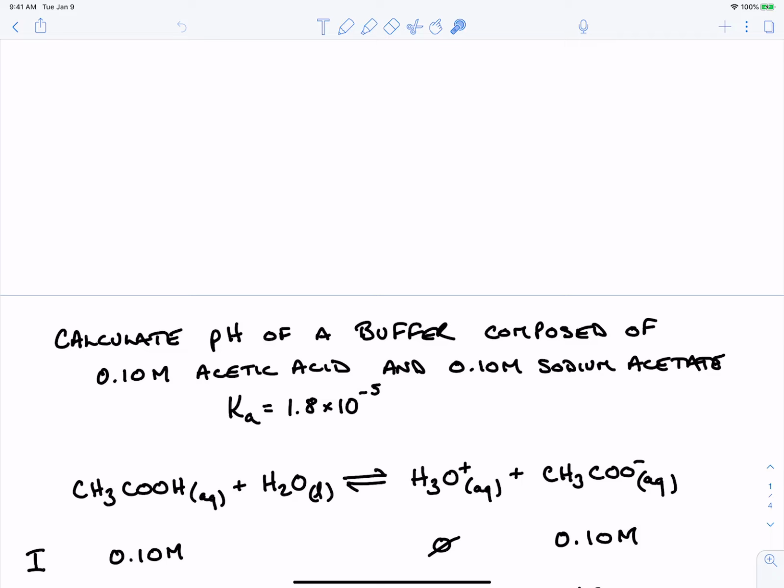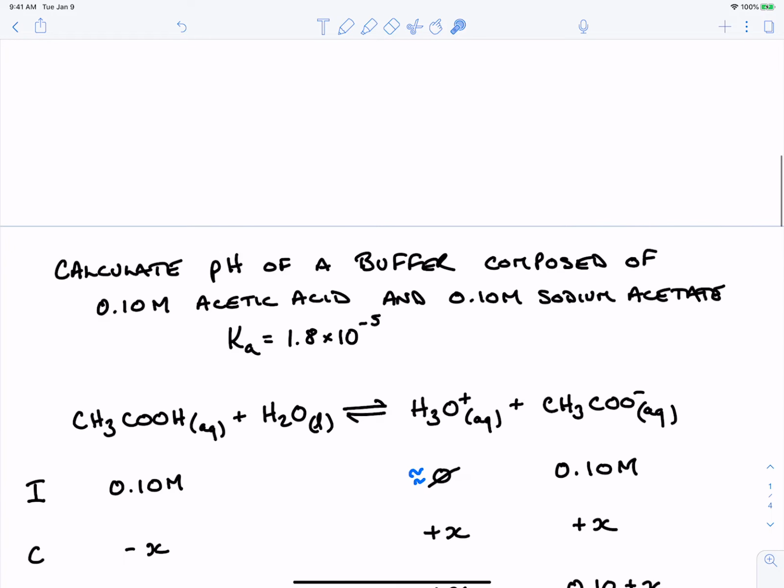The initial concentration of acetic acid is given to us, 0.10 molar. The initial concentration of hydronium ion is approximately equal to 0. Of course, this is an assumption that we're going to talk about in a minute. And then the concentration of acetate comes from the sodium acetate. Because sodium acetate dissociates into acetate, the concentration is 0.10 molar of acetate.